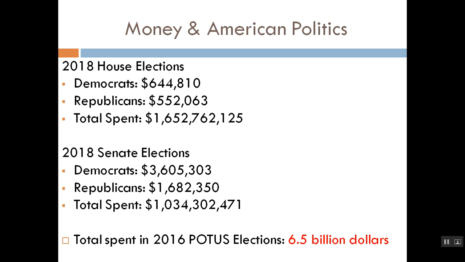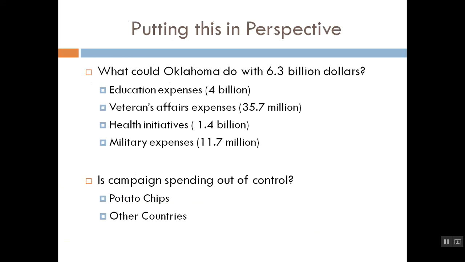If you compare this to a presidential election, the number goes up. So in 2016, for example, across the campaigns of Donald Trump and Hillary Clinton, we had about $6.5 billion spent. And that's a lot of money. That money could be used by Oklahoma to cover all of its education expenditures, all of its expenditures on Veterans Affairs, health initiatives, and the military. All of that could be covered with money left over if the money spent by presidential candidates and their campaigns to win had instead been funneled towards our state.